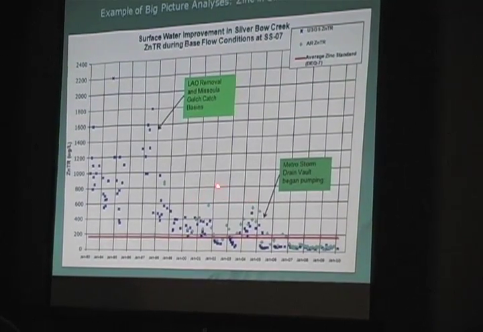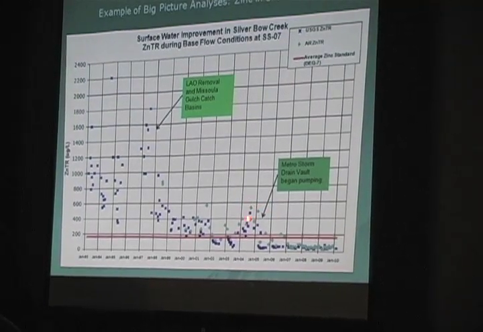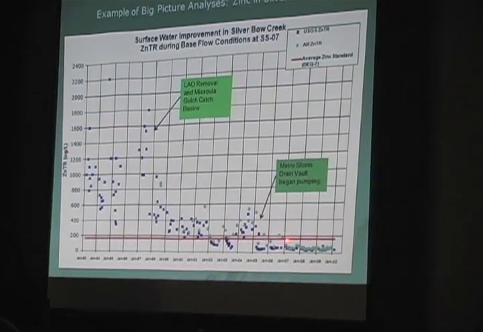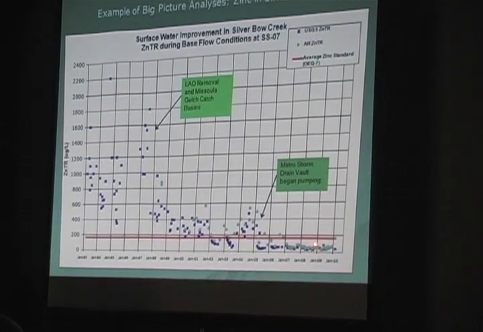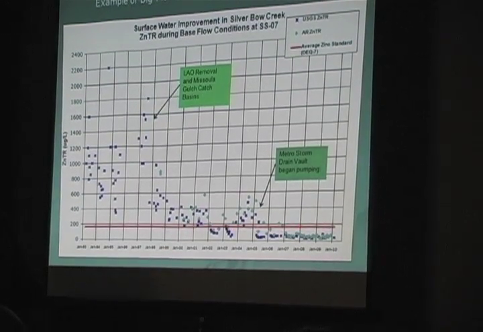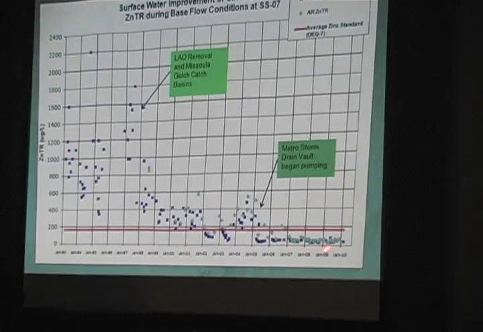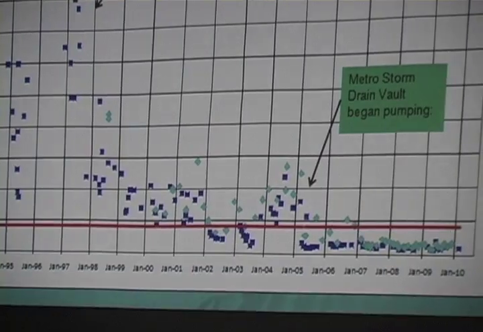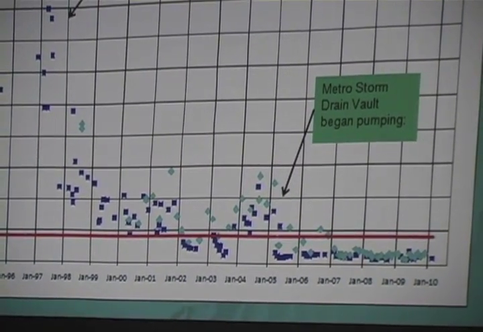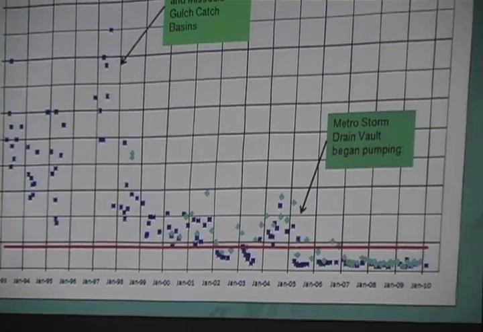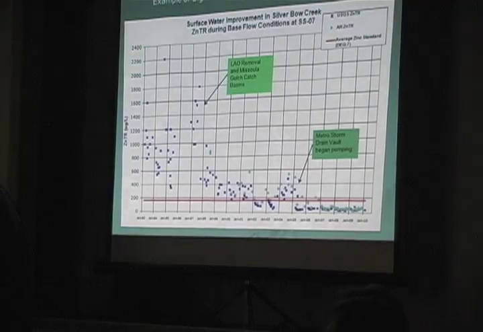And then back in 2003, 2004, the Metro Storm Drain came online, and you can see subsequent reduction in zinc down to, this red line here is an approximate standard. So the zinc actually meets water quality standards more or less. So, this, our ultimate proving grounds for the whole system is the creek. Because all of this groundwater eventually reports to the creek.